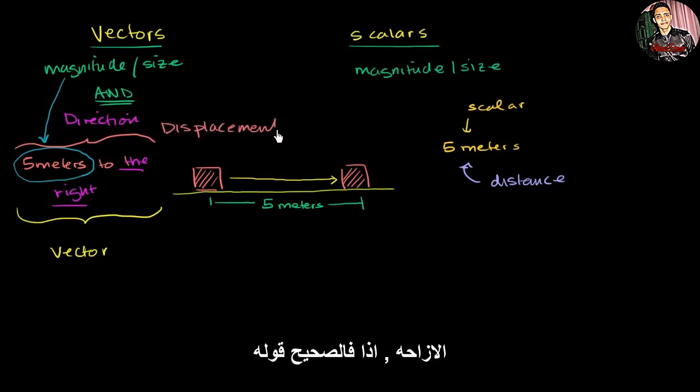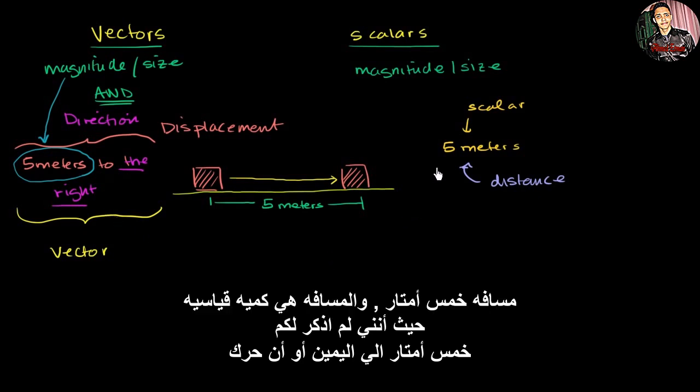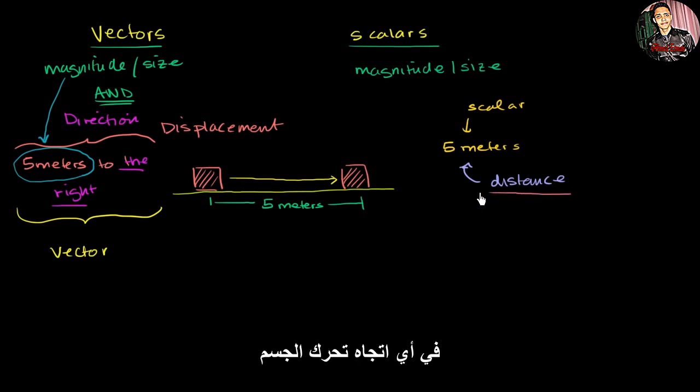So the correct thing to say is that this brick has been displaced 5 meters to the right, or it has been moved a distance of 5 meters. Distance is a scalar quantity. I didn't tell you what direction we moved it in. Displacement is a vector quantity. We told you that it is to the right.